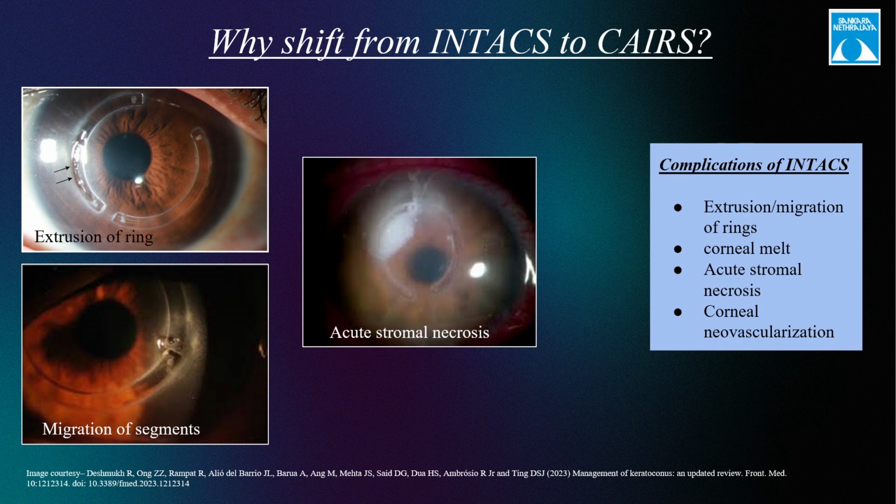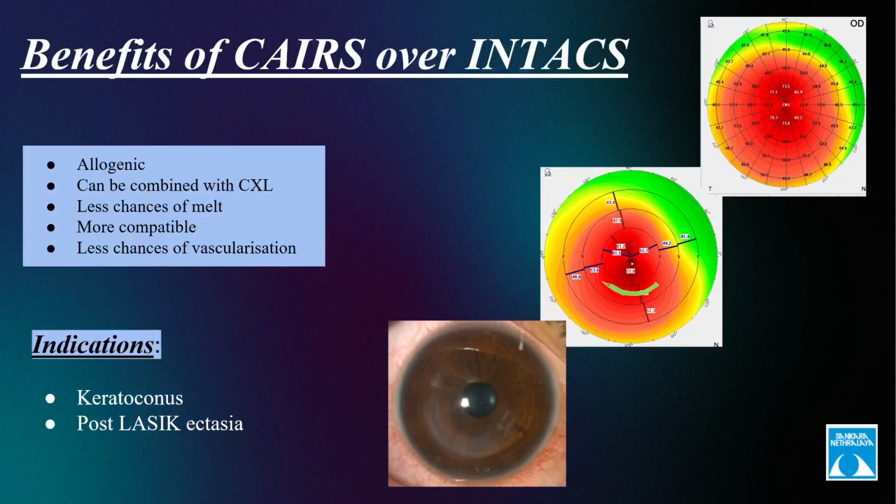So why did we decide to shift from ICRS to CAIRS? With ICRS, we had complications like extrusion, migration of the rings, corneal melting, acute stromal necrosis, and corneal neovascularization, which we wanted to move on from and find a better option. So we moved on to CAIRS. What are the benefits of CAIRS over ICRS? First of all, we use allogenic tissue. It can be combined with CXL. There are less chances of melting. It is more compatible. It has less chances of vascularization.